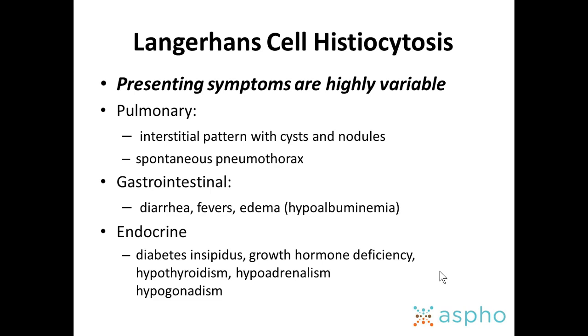And then endocrine problems are huge. So 50% of the kids who have diabetes insipidus also have anterior pituitary problems, and this can be a big problem with sort of late sequelae.